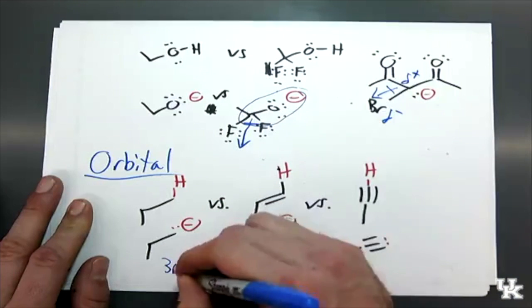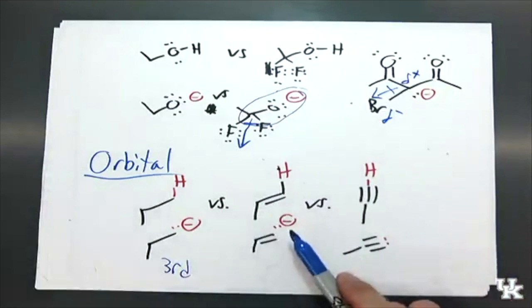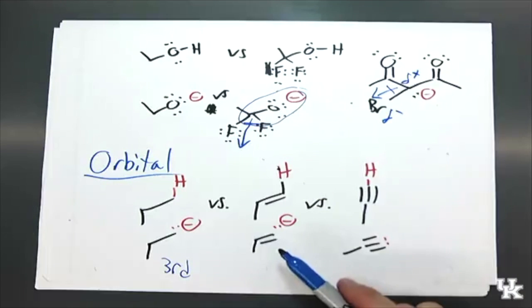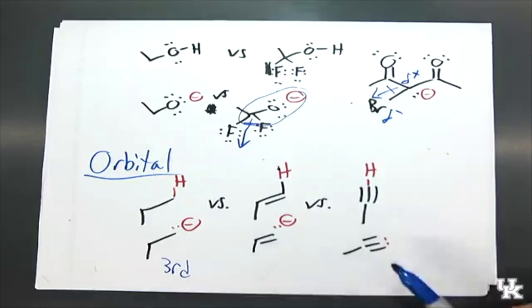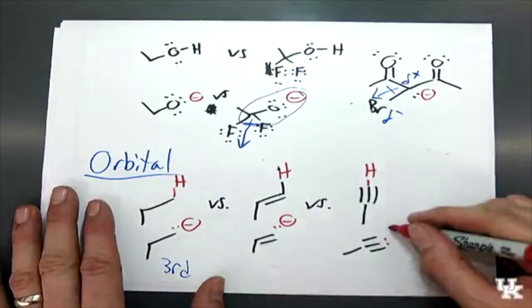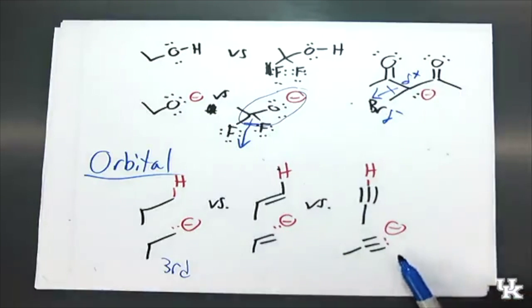So we'll say third. What about this double bond? Does it have any way that it can delocalize, potentially? Okay, it seems like it probably does. What about this one? Oh, I forgot my negative charge. The alkyne also has one, right? The sp hybridized.